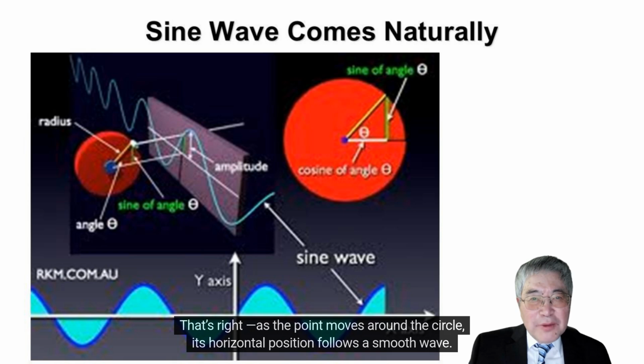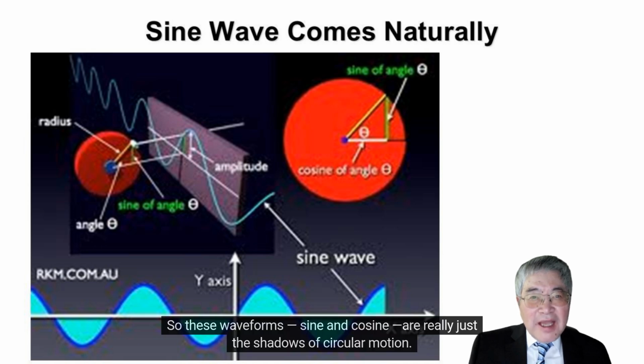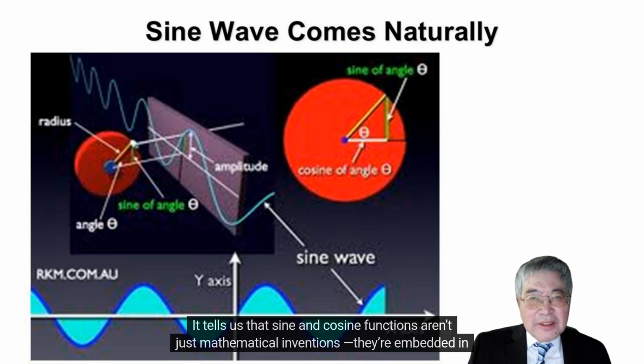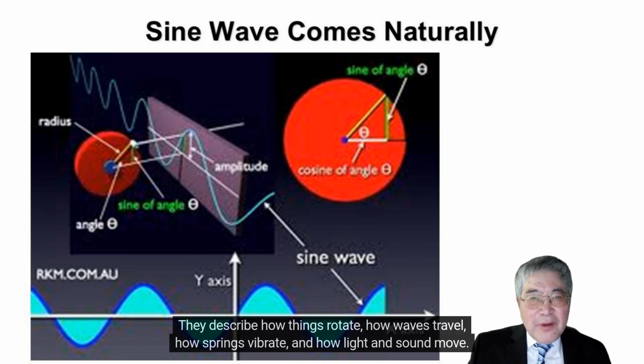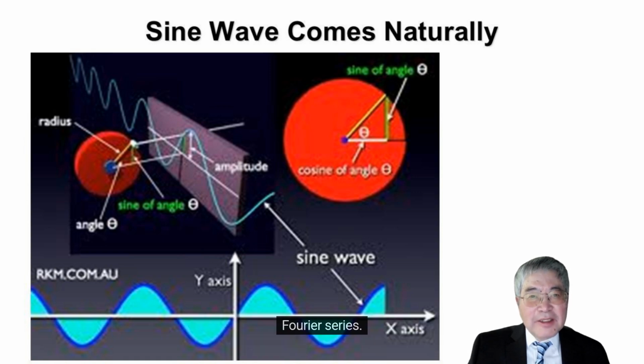That's right, as the point moves around the circle, its horizontal position follows a smooth wave. That's sine. And if you project onto the y-axis instead, you get a cosine wave. So these waveforms, sine and cosine, are really just the shadows of circular motion. That's a profound idea. It tells us that sine and cosine functions aren't just mathematical inventions, they're embedded in the geometry and physics of the real world. They describe how things rotate, how waves travel, how springs vibrate, and how light and sound move. And because of this, sine and cosine waves form the foundation of something we'll explore in depth, the Fourier series.